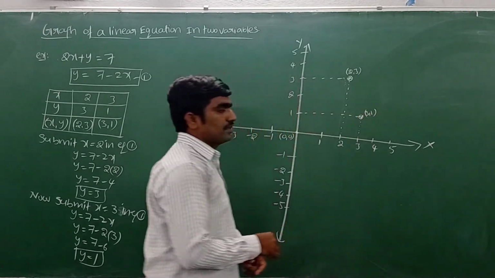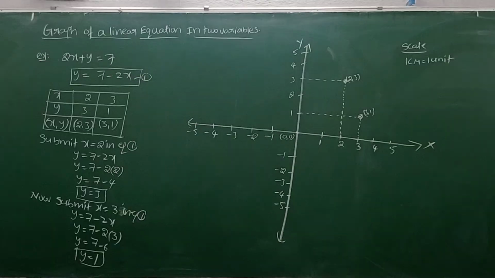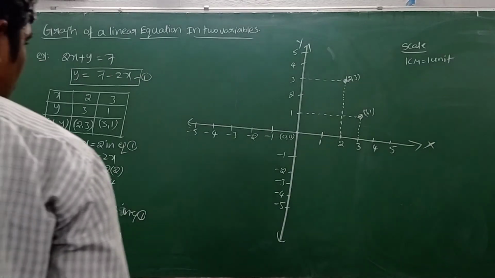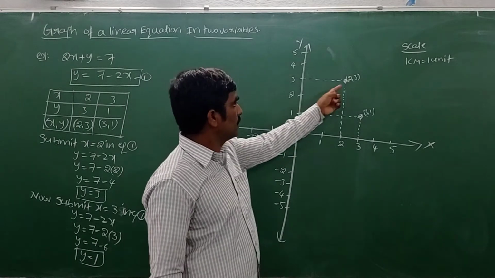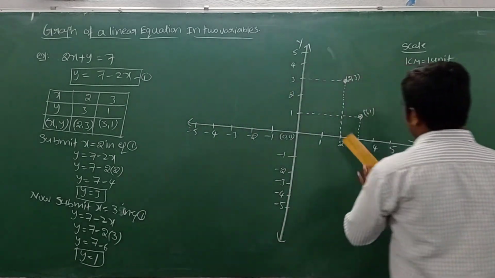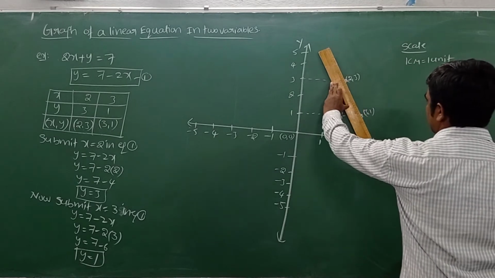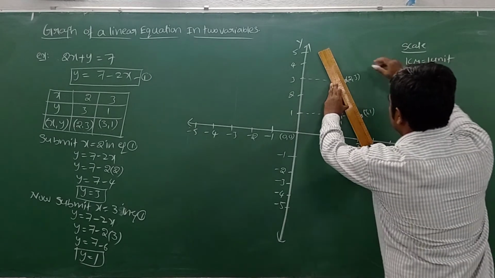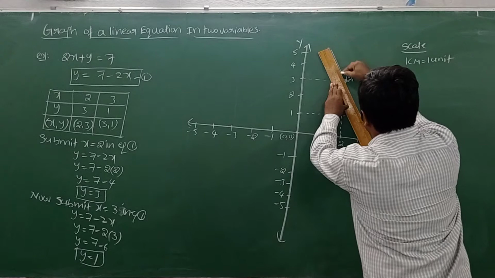Now join both points using a ruler. We'll join these 2 points, (2, 3) and (3, 1), using a scale. Then we'll see what its graphical shape is.